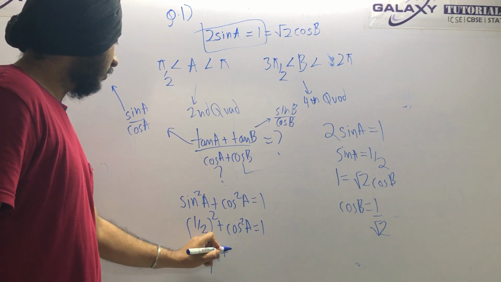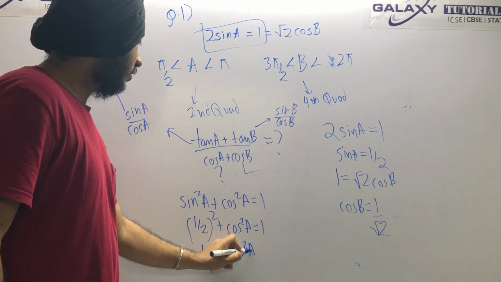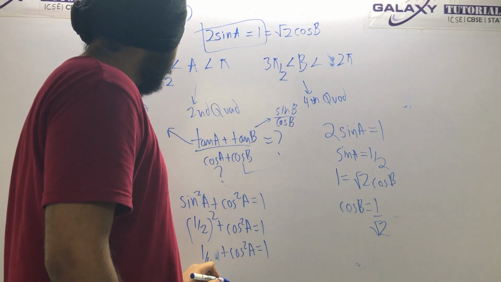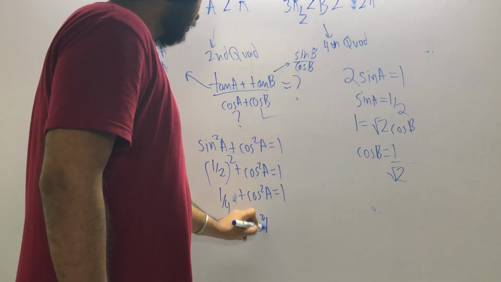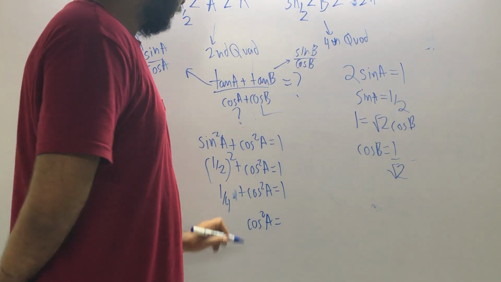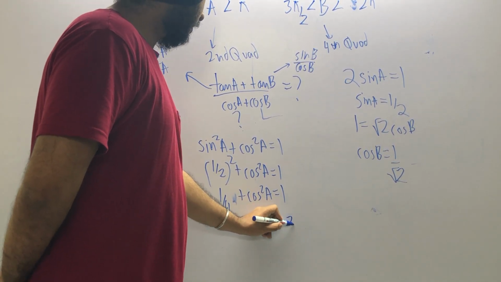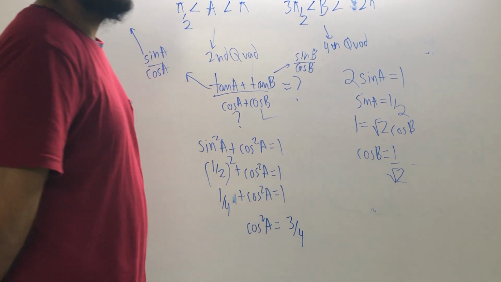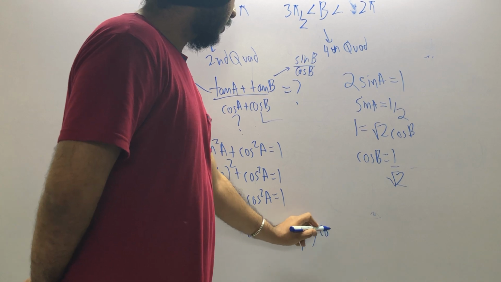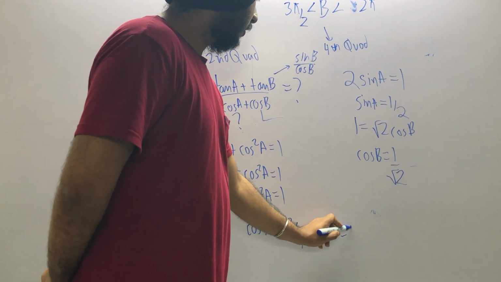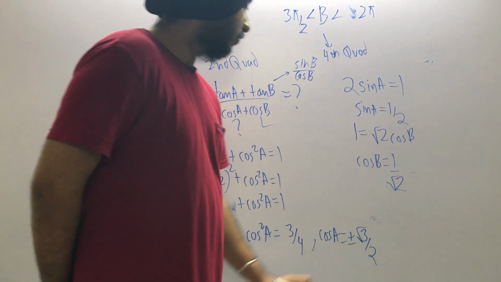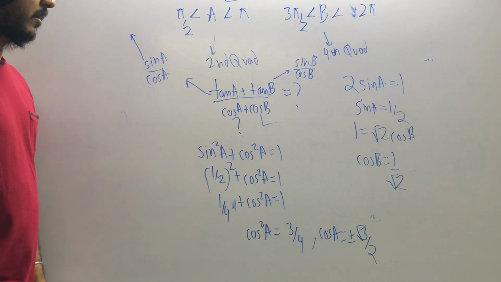1 by 4 plus cos square equal to 1. Okay. Next step, cos square A will be how much? It will be 3 by 4. Or you can write here cos A will be plus minus root 3 by 2.